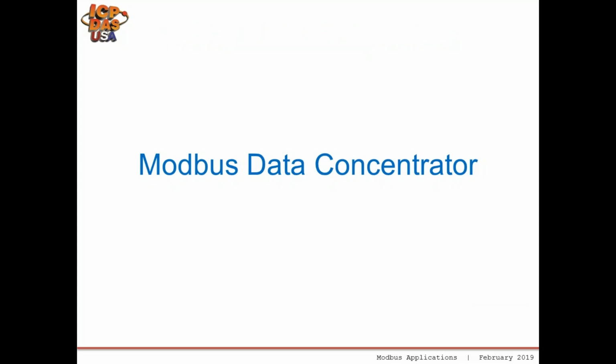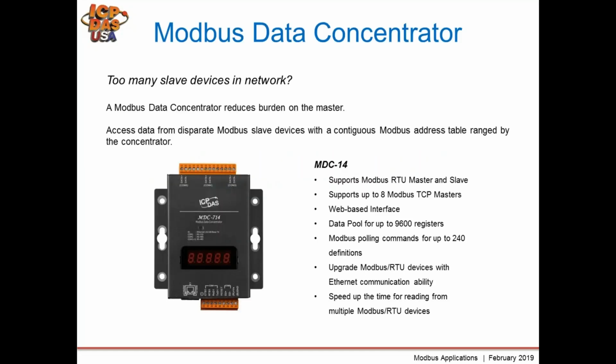The next product we're going to go over is our Modbus data concentrator. This would be used for when you have too many slave devices for the master. Because Modbus RTU is a serial-based communication, the limitations are based on baud rate, response times, and communication distance. In this instance, if you use one master and communicate to many different slave devices, the response can be slow.